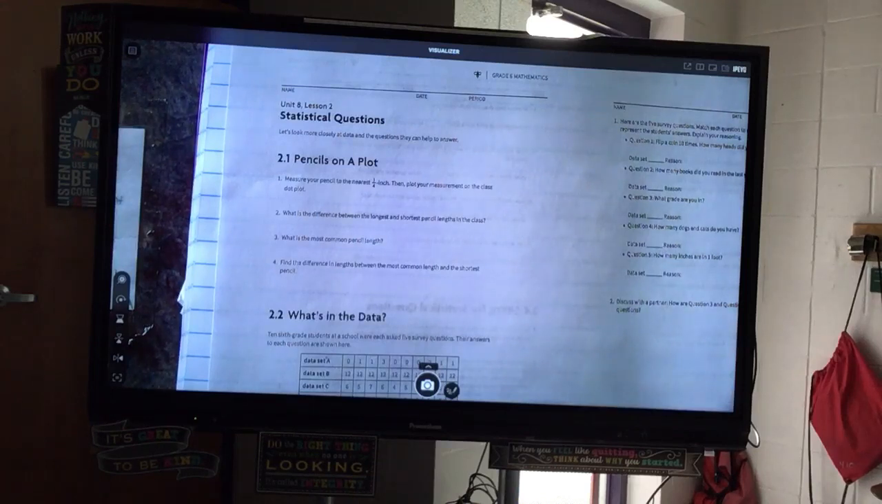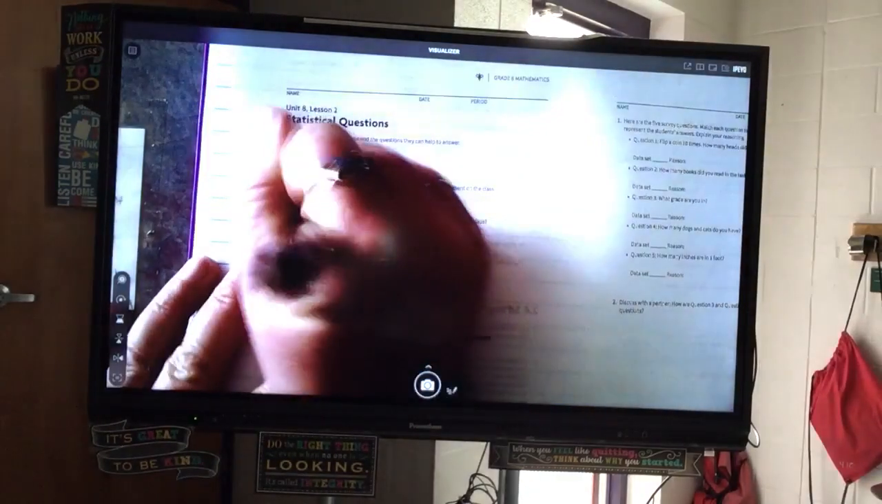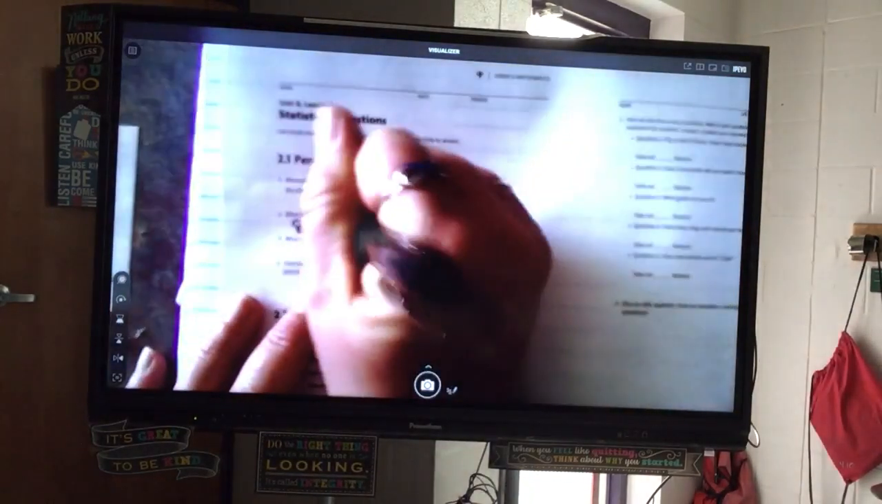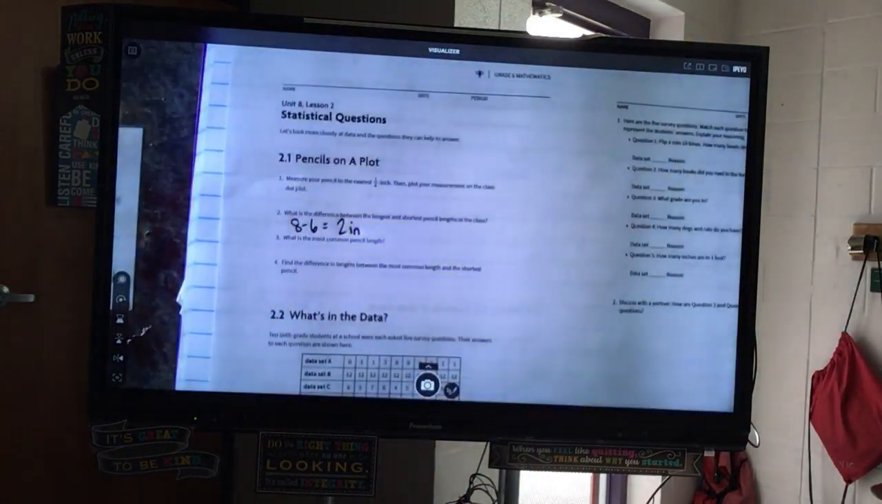What's the lowest number? What's the smallest number that we have up here that has a dot? Caleb? 6. And then what is the largest? Cooper? 8. So what's the difference between 6 and 8? 2. So it's 2 inches.